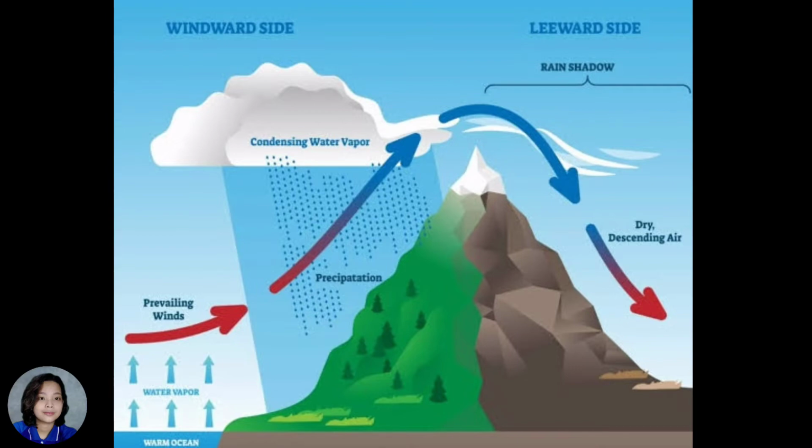Once the air goes over the top of the mountain, it sinks back down again, and as it sinks, it warms up. However, it left most of its moisture on the windward side. So this air flowing down the backside of the mountain, also known as the leeward side, is not only warm but very dry.